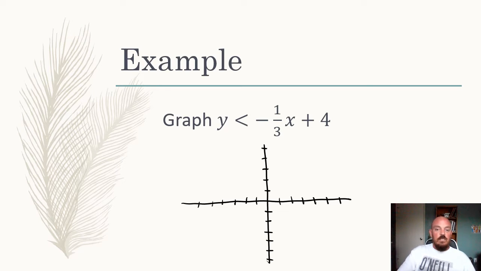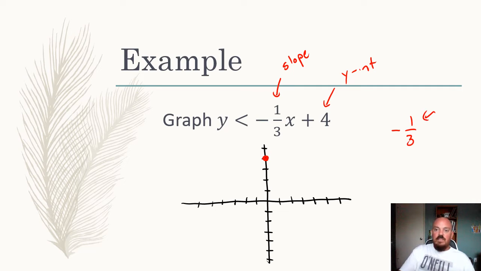Even though it's not an equals, it's a less than, it's basically slope-intercept form. It's like y equals mx plus b, where this b is the y-intercept, and this negative 1/3 is the slope. And that's all you need. So I'm going to say the y-intercept is positive 4. I'm going to count up 1, 2, 3, 4, and put a point right here. That's my y-intercept.